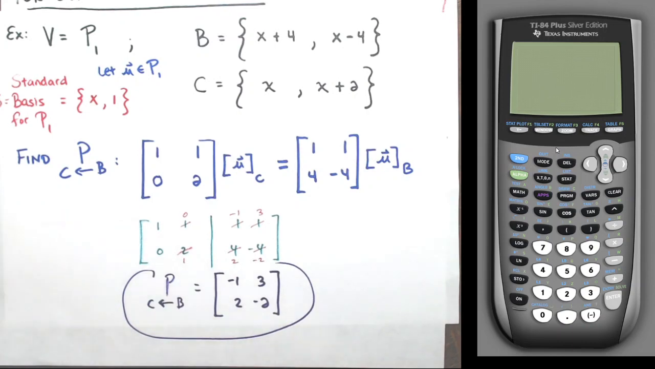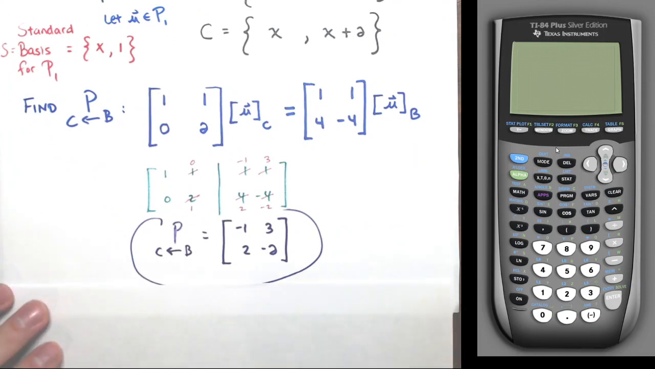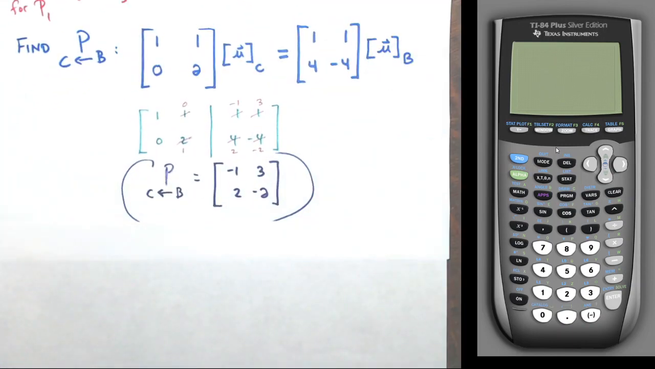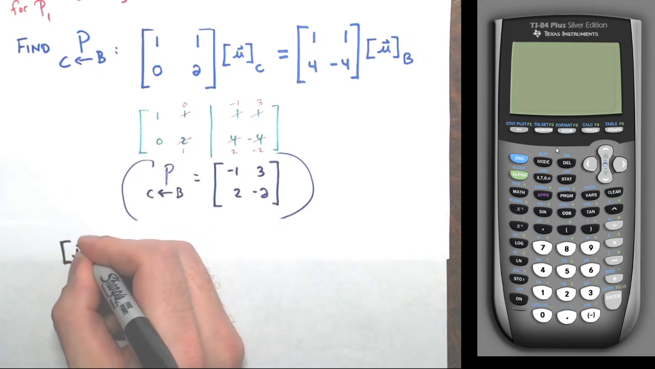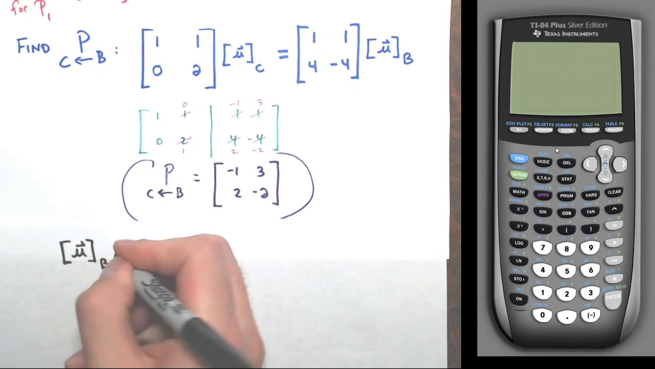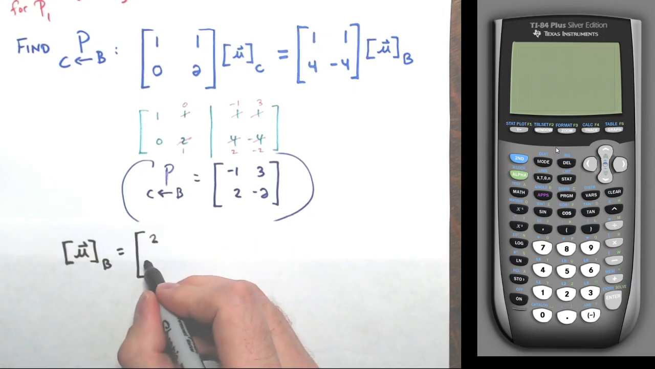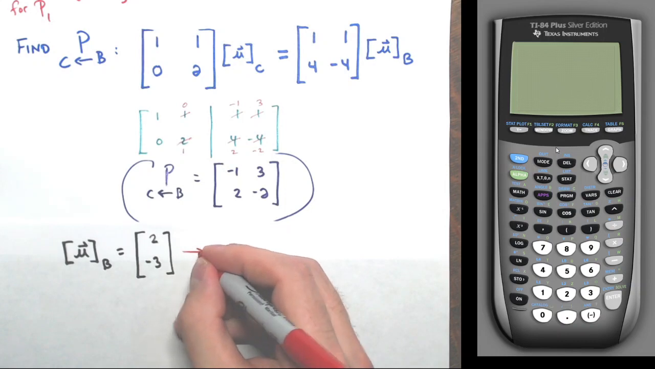Let's test this out. I'm going to take some coordinates with respect to B. Just give me some coordinates with respect to B. So suppose the coordinates of vector u with respect to basis B are 2, negative 3. So what does that mean about vector u? Now vector u this time is a polynomial.